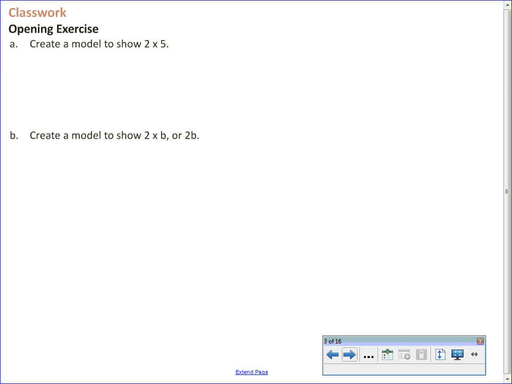Draw a model to show 2 times 5. What did we say was another way to say 2 times 5? What would I have if I had 2 times 5? I would have 2 groups of 5. Remember, that's what that means. 2 groups of 5. So let's draw a model.